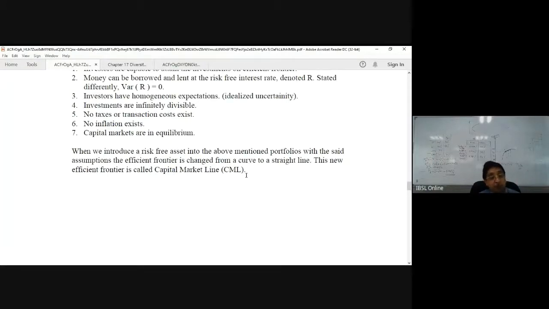But if you include risk-free assets into the set of portfolios, there will be a change in the efficient frontier. And the efficient frontier would become a straight line with certain given characteristics. That line is known as the capital market line. Capital market line. Now, this is not a miracle or whatever.